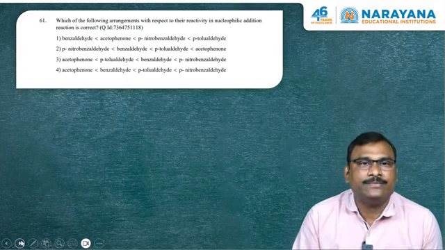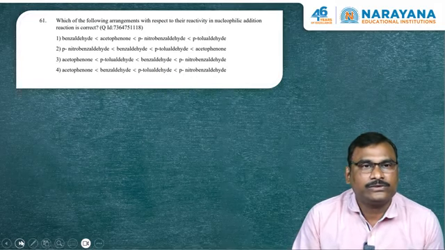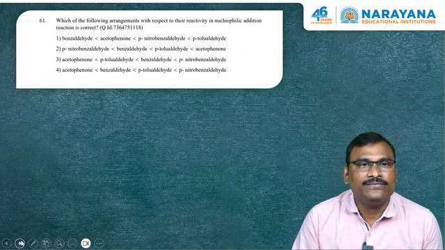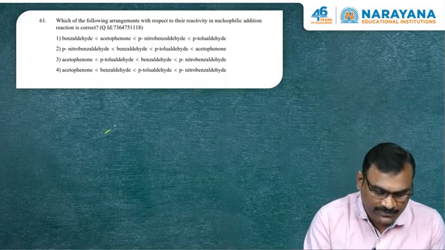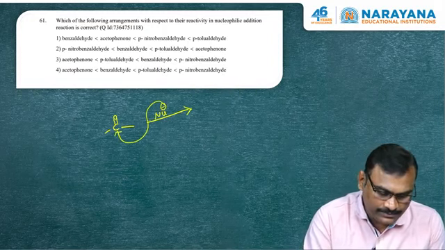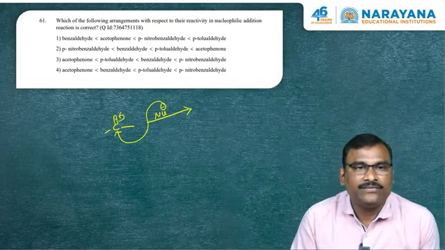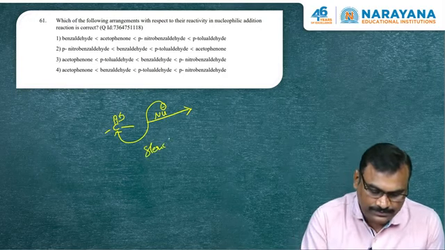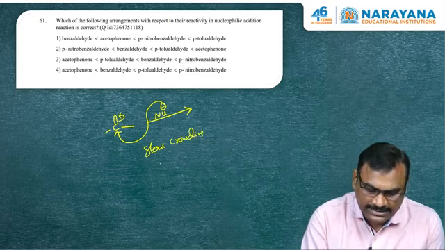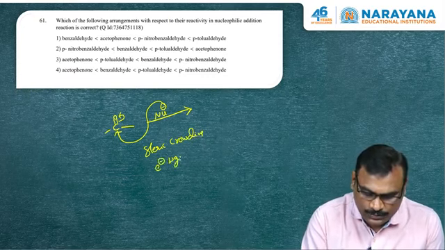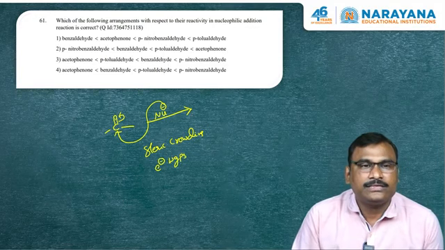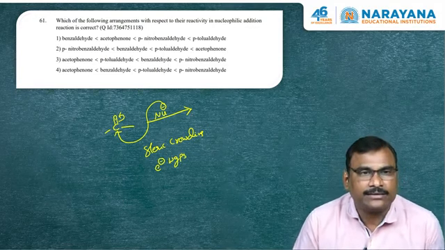Which of the following arrangements with respect to their reactivity in nucleophilic addition reaction is correct? This question is from carbonyl compounds in organic chemistry. Here nucleophilic addition reaction majorly depends upon two factors. One is steric crowding, as well as electron withdrawing groups. As the steric crowding increases, nucleophilic addition reaction decreases.